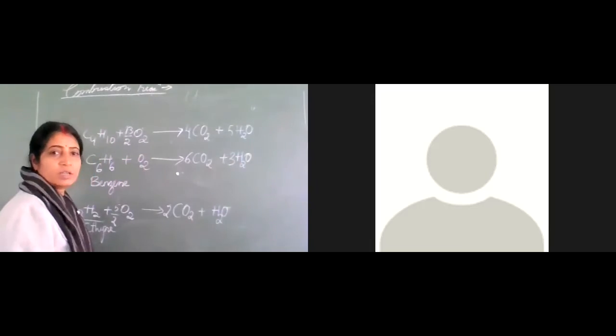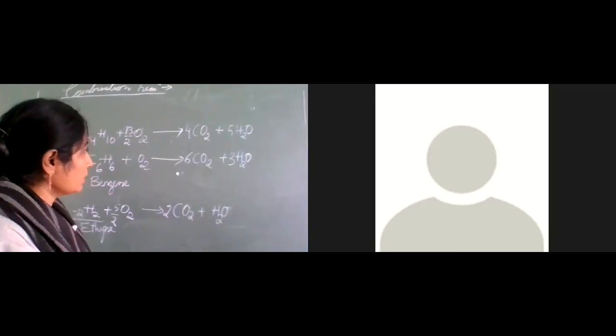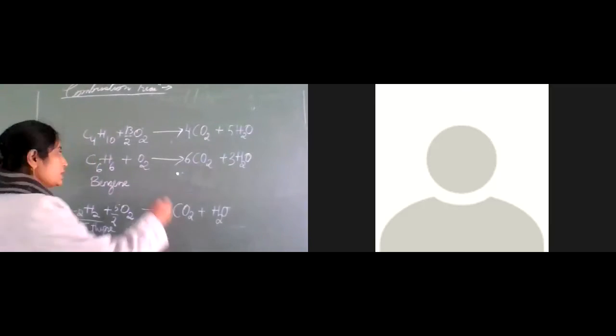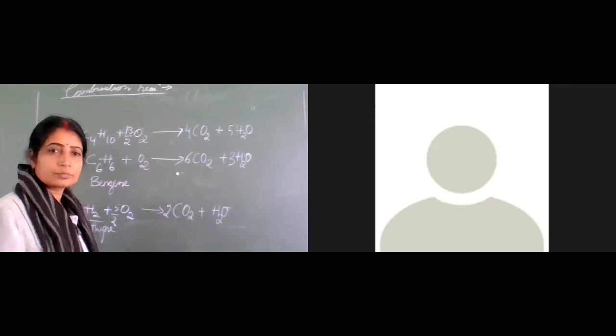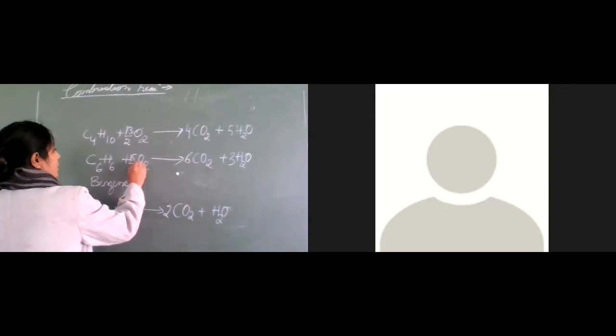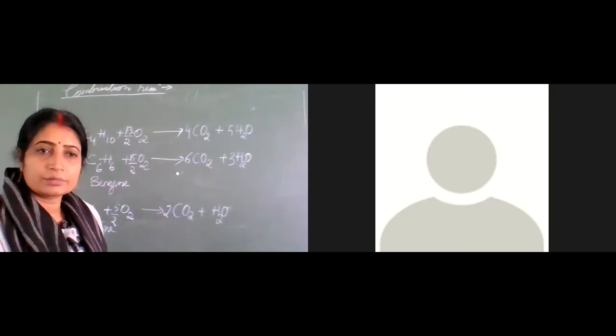Now how many oxygen in the product side? 15. 12 and 3, 15. So for balancing of oxygen, what are you going to do? 15 by 2. 15 by 2. Correct? How many of you have done this?